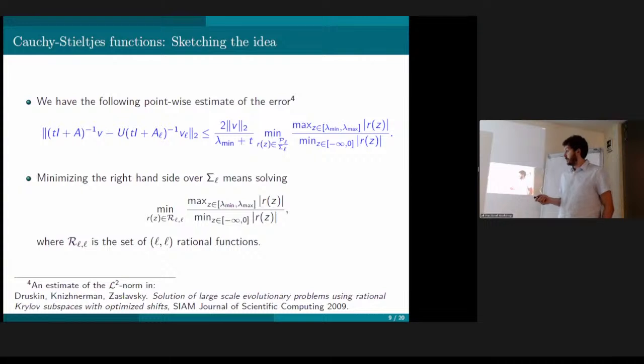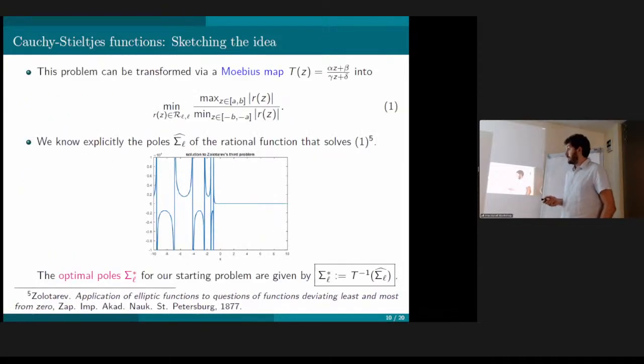So if you take a look more closely, you want to find a rational function that is, so you want to make this term the smallest as possible, right? Because this is the error. So you want a rational function that is the smallest as possible on the set of the eigenvalues, and which is the biggest as possible on the negative semi-axis. So you can play a bit around with this problem. You can symmetrize it because you can prove that this is invariant under Möbius transformation. So you can map the semi-axis and the interval into AB and the mirrored interval minus B, minus A.